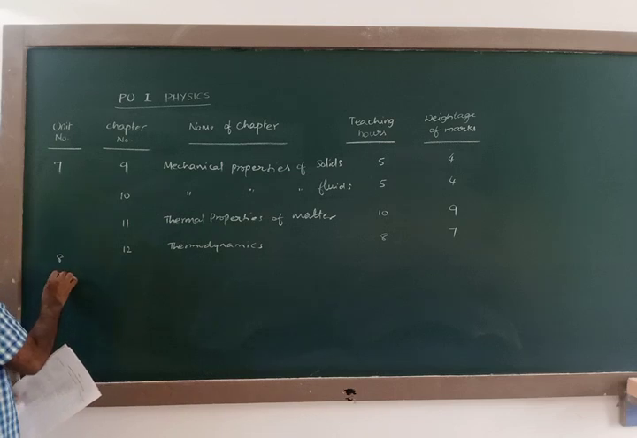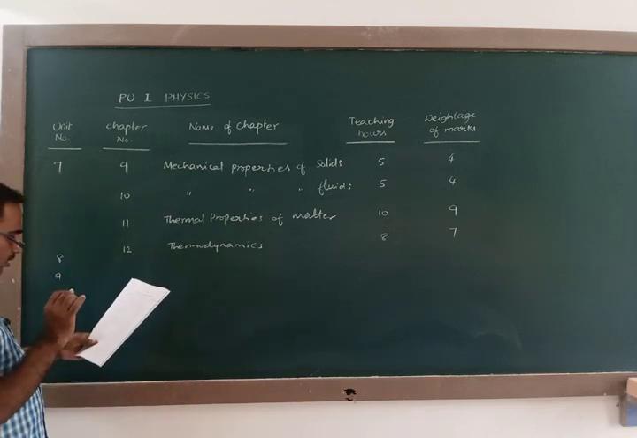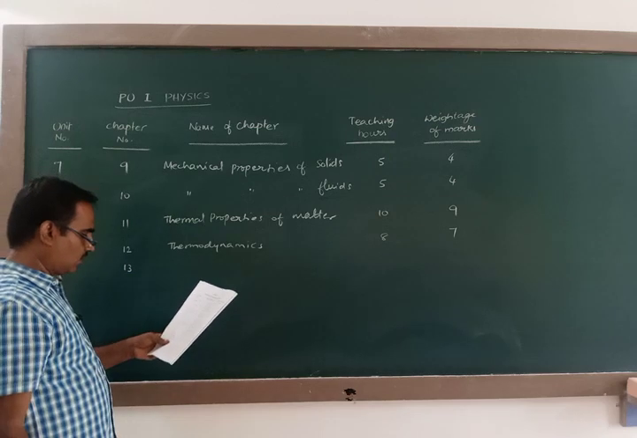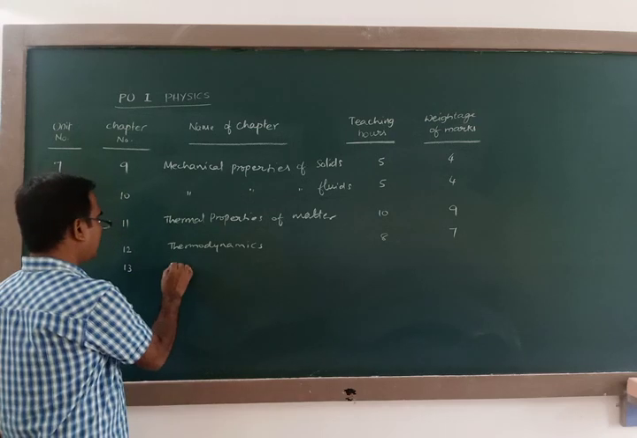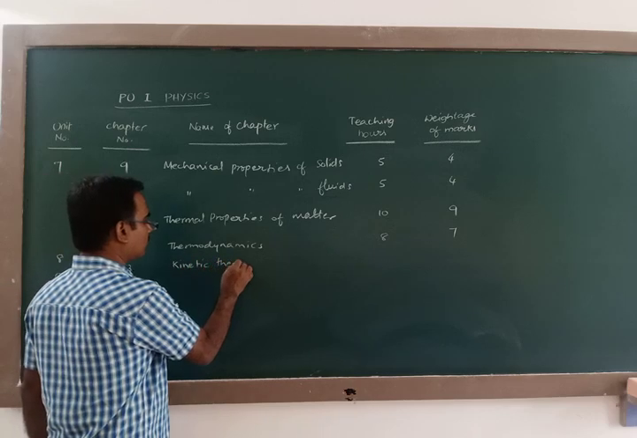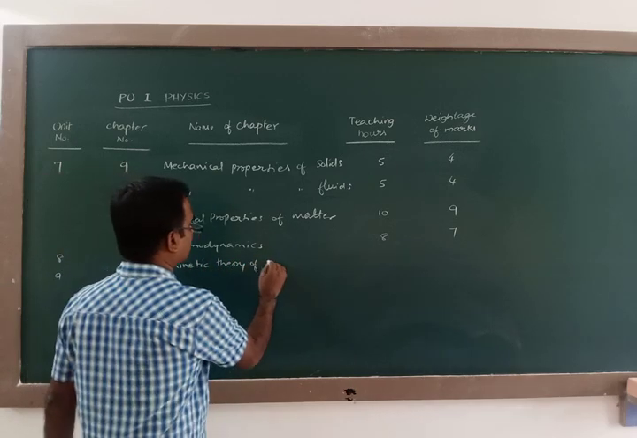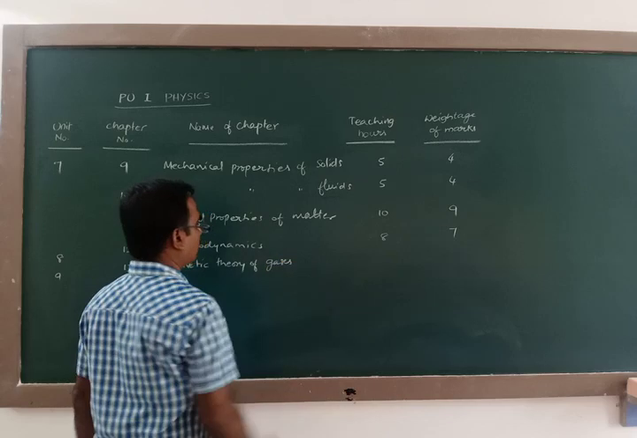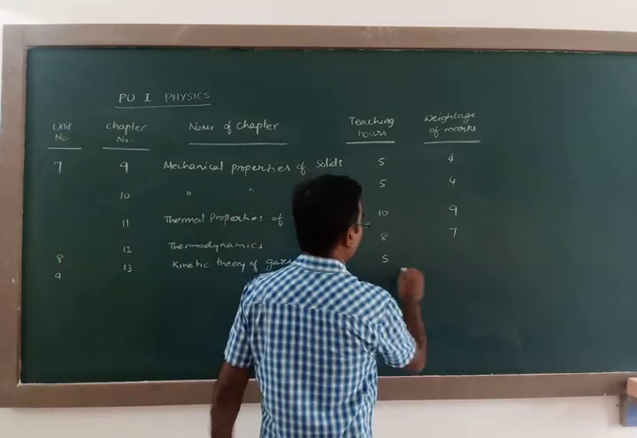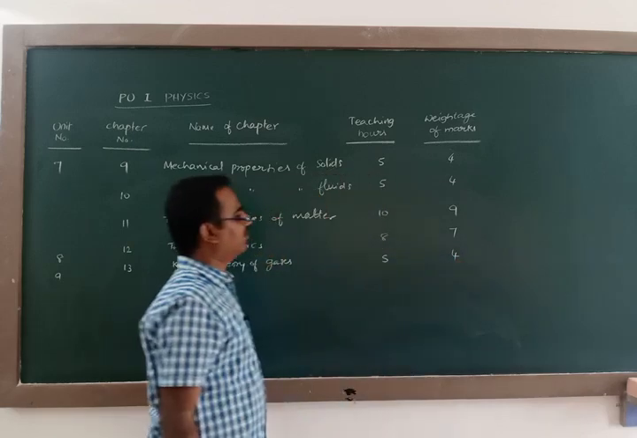The 9th unit, 13th chapter, this is called kinetic theory of gases. This is for 5 hours and for 4 marks.